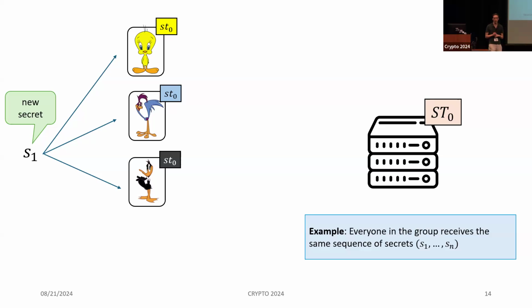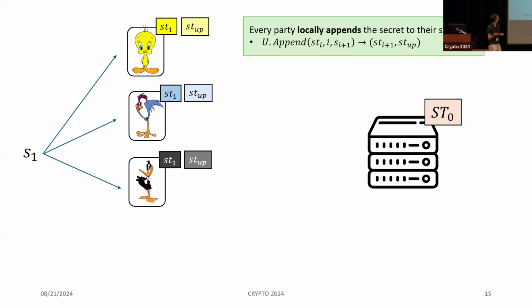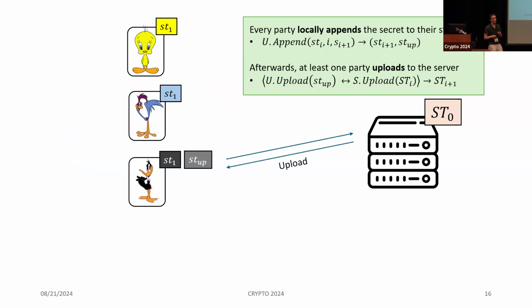Let's say everybody has the same secrets. So they get the first secret, then all of them run a local algorithm that sort of injects these secrets into their local state and also creates an update message. But then crucially, we require only one party to actually run the interactive upload algorithm with the server and use this update message to upload something to the server.